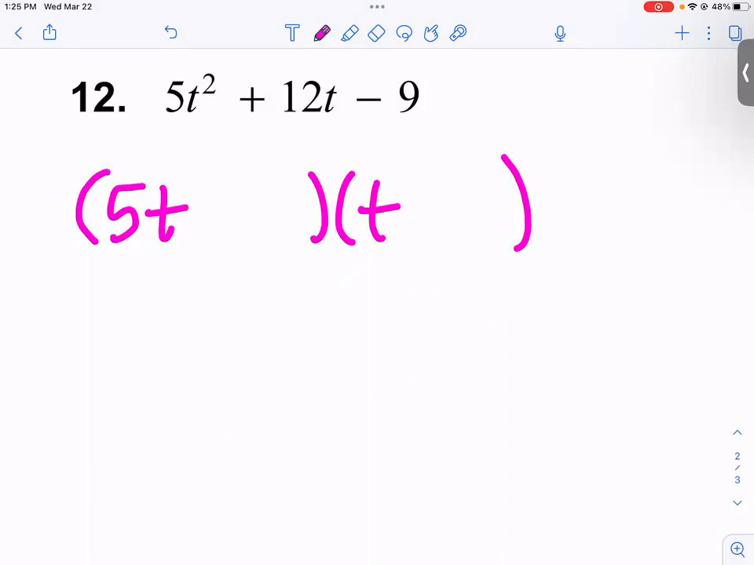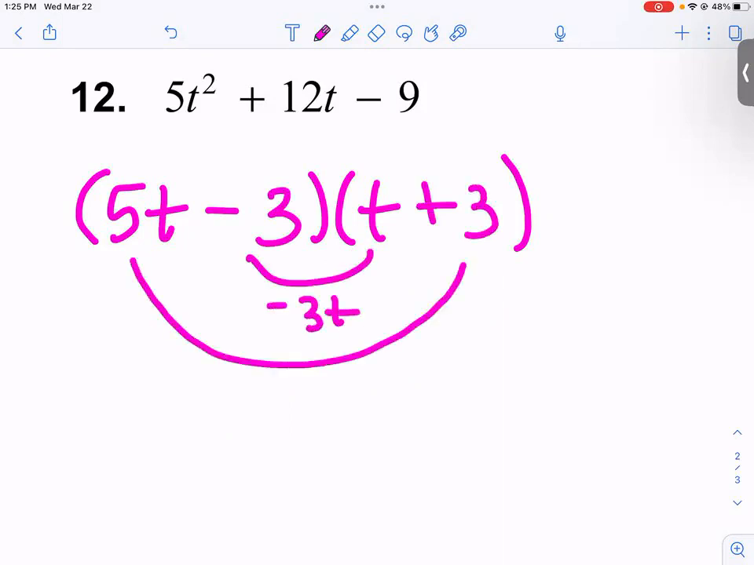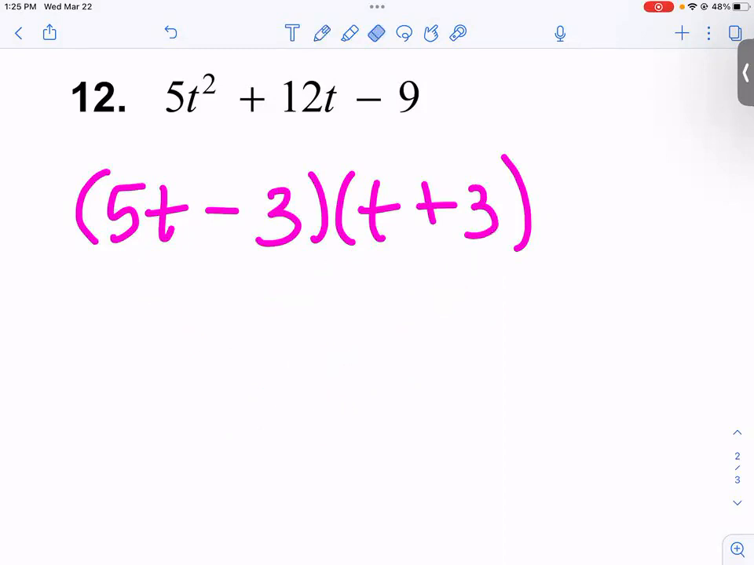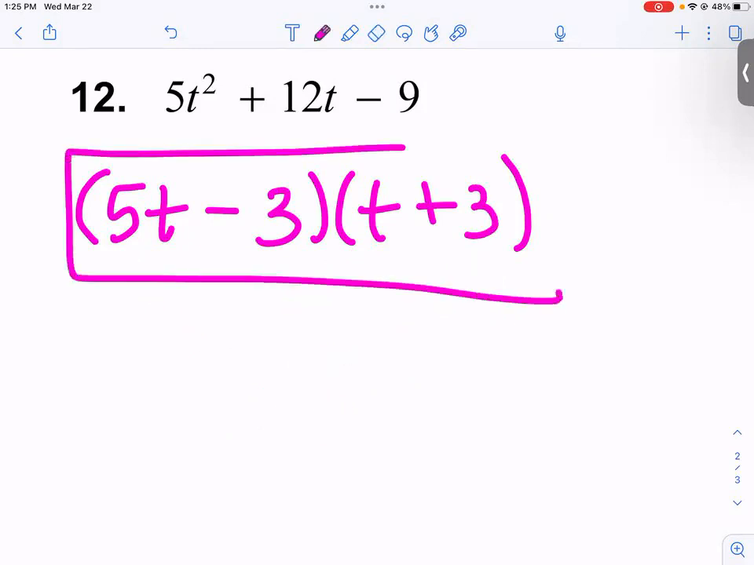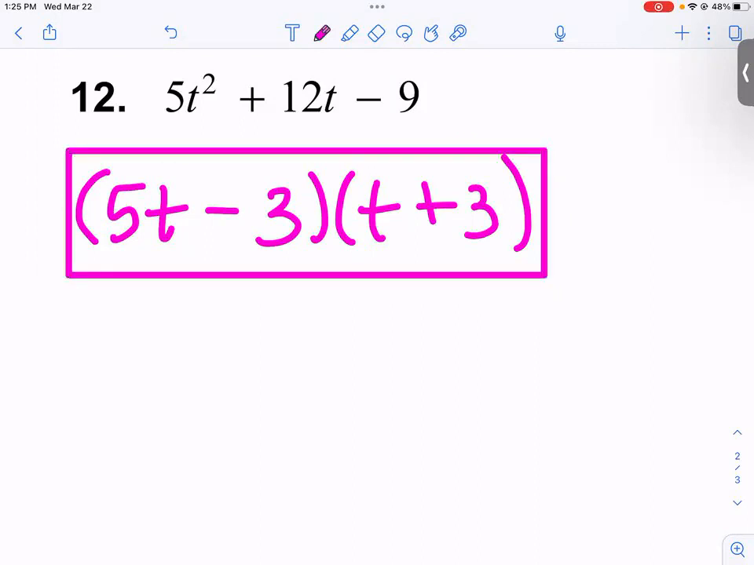Do we like the 5t and t? Yeah. Okay, Amy? Yeah. Okay, so our inside negative 3t, our outside positive 15t, do those add together to be 12t? They do, they do. So I can tell you right now, sometimes you're not going to get it right the first time. And that's not a bad thing. But when you figure it out, it feels good.